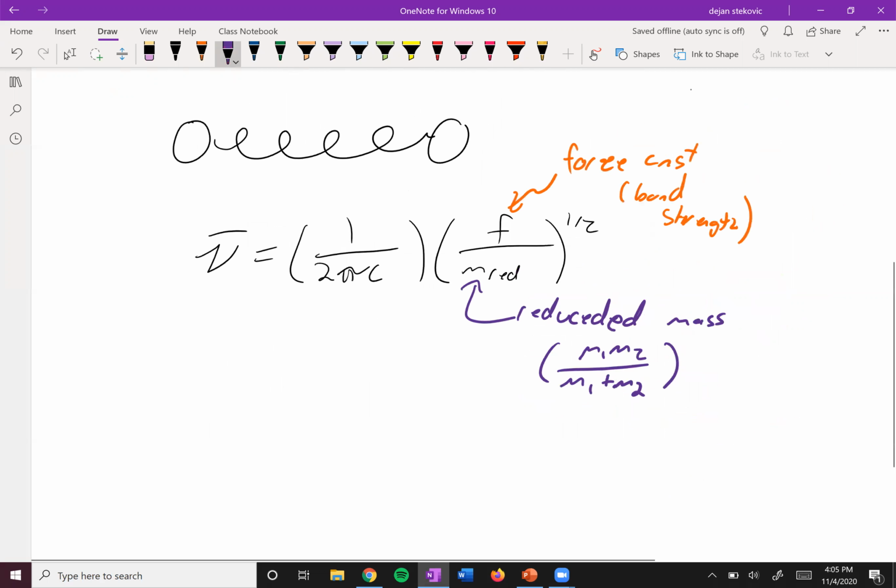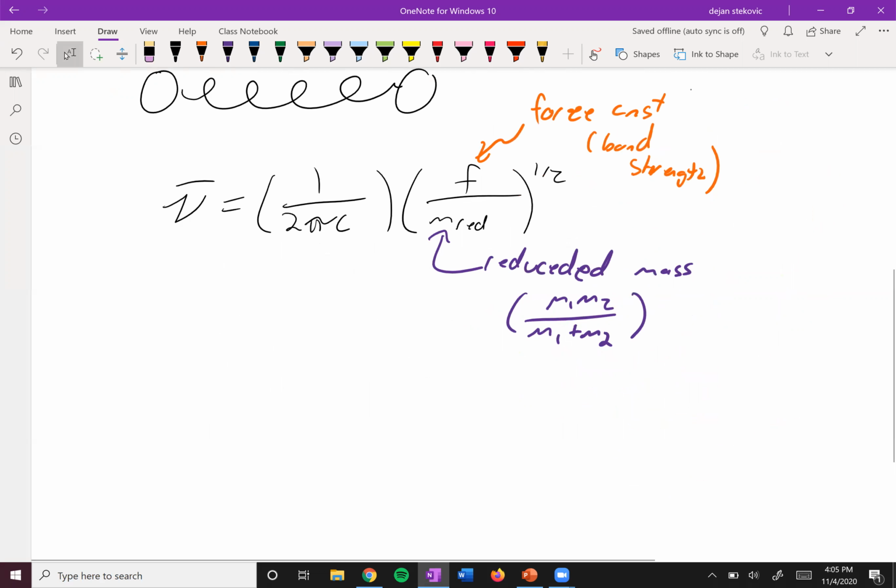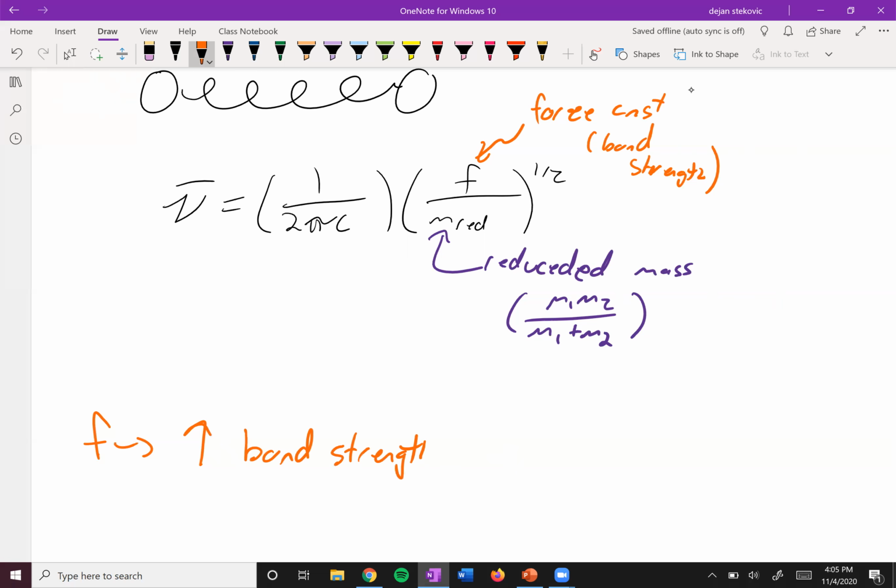And so we don't really care too much about this equation, but we just want to point out two things here. We see that F, the force constant, is in the numerator. And so as we increase the bond strength, we increase the frequency at which it will absorb. And so that means that strong bonds will absorb at high energy IR.